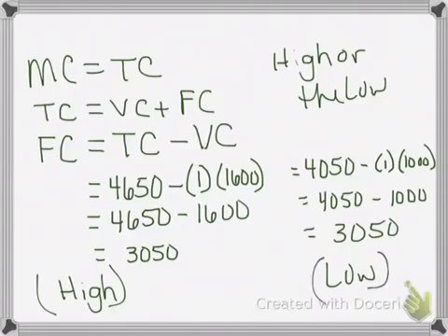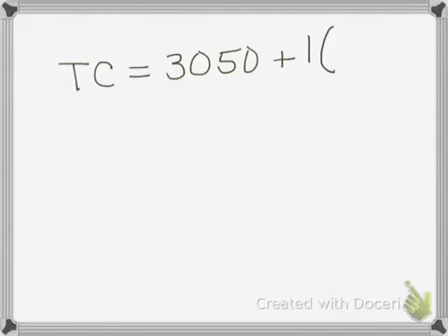So I can use the low or the high, but I have to use one or the other. I can't use anything in between. It has to be the high amount or it has to be the low amount to make this work. So my equation that I would have for total cost would then be my fixed cost amount, which I found to be $3,050, plus my variable cost, which is $1 per unit. So I'm going to put an X there for the actual units. And so that would be the equation that I would use to find total cost.